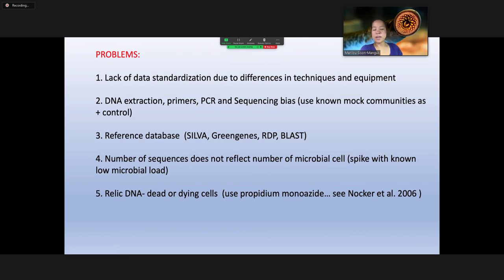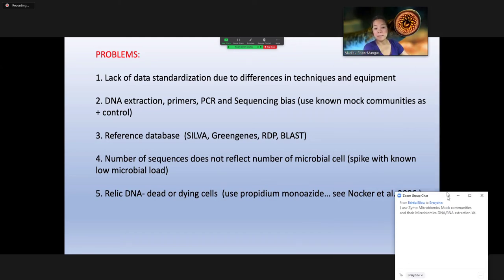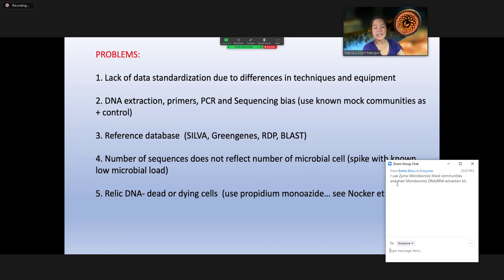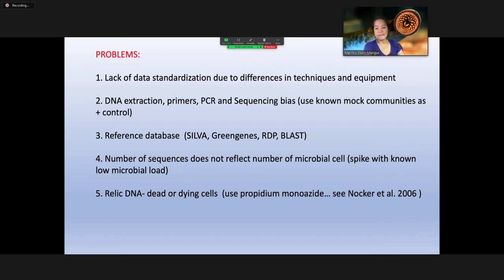And so how can we control this? How can we put together the number of sequences and the number of microbial cells? You can spike it in with a known low microbial load, for instance. There are some taxa that are very rare, and so you can also use this one. Again, Zymo has been very good at doing this. They've been giving away free samples, and it's commercially available and you can buy it and spike your sample with this.